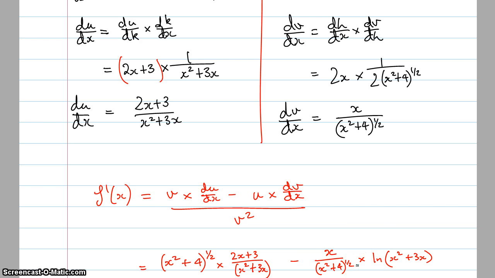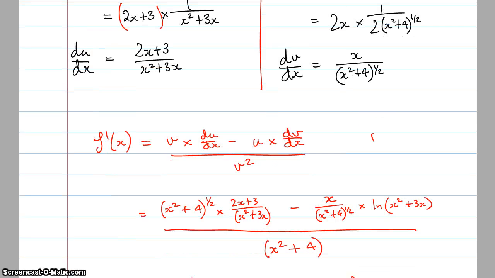All of that is over v squared, which is the square root of x squared plus 4. When you square that, it can get rid of the square root sign, so you're just left with x squared plus 4. Okay, we are not done yet. There are still more things that need doing, because I don't like fractions in fractions.